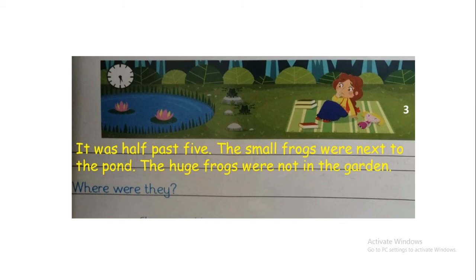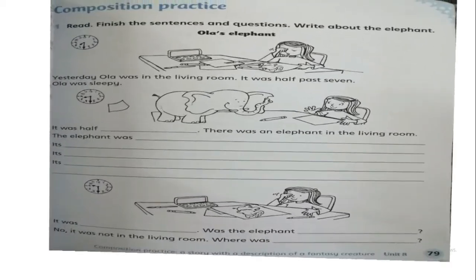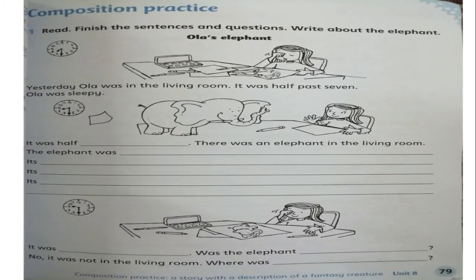Very easy, my students. Just ask your mind some questions and then put the information into the story, into the writing, okay? Here is a story, Aula's elephant. But this one is homework for you, okay? Do this homework, and when you finish, send it to your teacher to check your homework, okay?